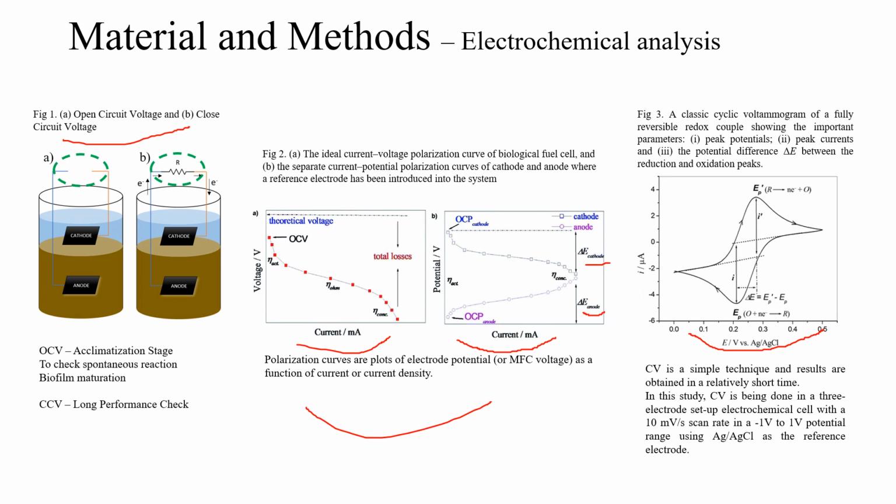Cyclic voltammetry is a simple technique and results are obtained in a relatively short time. It is the most common and straightforward technique to determine the mechanisms of electrode reactions underlying oxidation or reduction reactions. In this study, the CV was done in a 3-electrode setup with a 10 millivolt per second scan rate, in a potential range of -1 volt to 1 volt, using Ag/AgCl as the reference electrode.